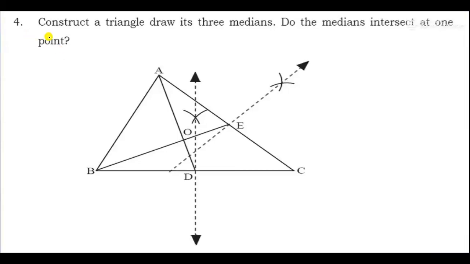Now question number 4. Construct a triangle, draw its three medians. Do the medians intersect at one point? So it is the triangle ABC and these are the medians. You can draw this like the previous questions. So they are meeting at the point O. But how can we draw the medians and construct this? Just watch and see here.